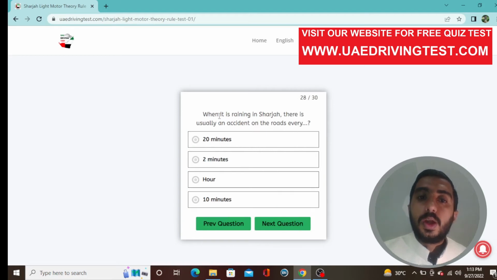Next question. When it is raining in Sharjah, there is usually an accident on the roads every 2 minutes. Option B is the correct one.